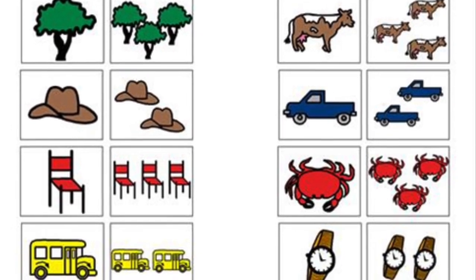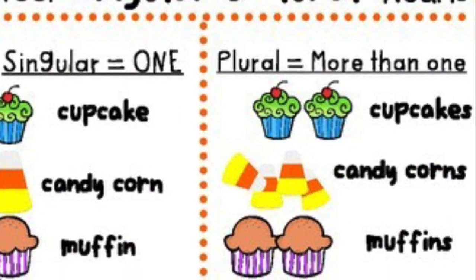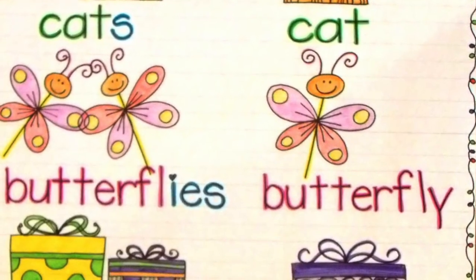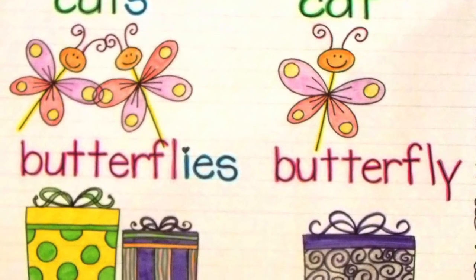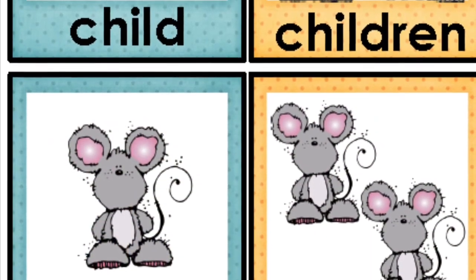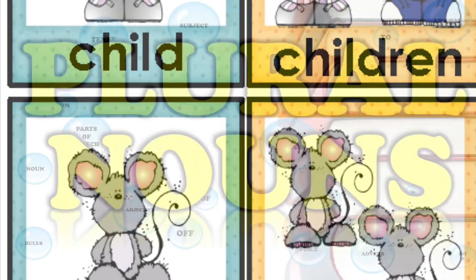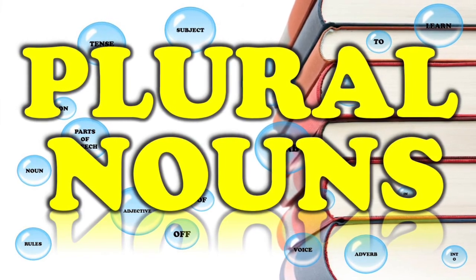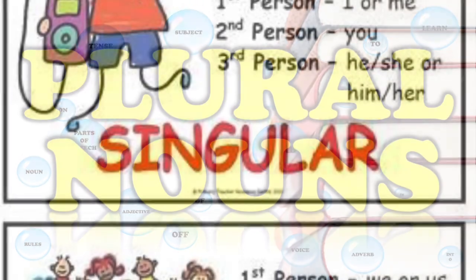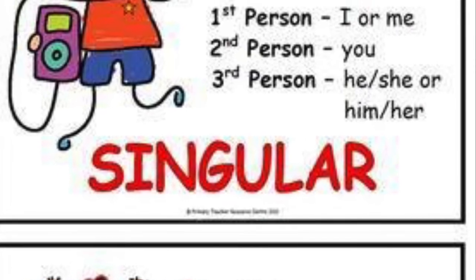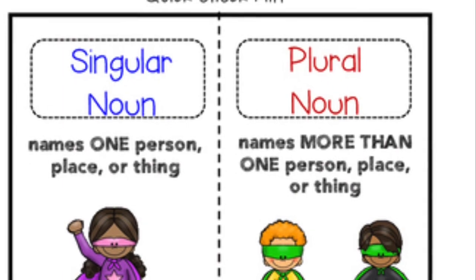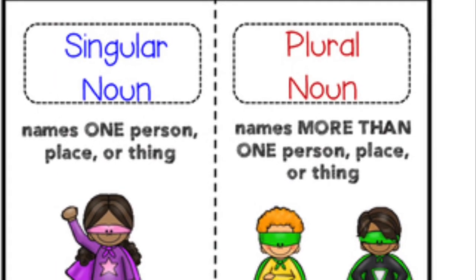So trees, hats, cows, trucks, those are simple. Cupcakes, candy corns, muffins, they all just take an S. But some words that are special words have a special ending. We have learned about ones like child becomes children, which we won't be talking about today, but there are special words that have special endings that we have to know how to use in order to switch it from singular to plural.